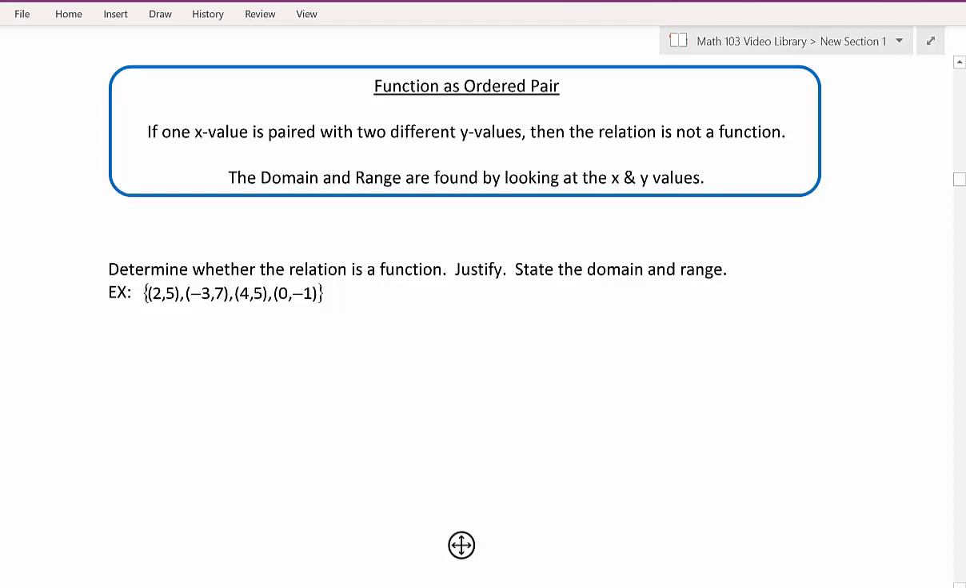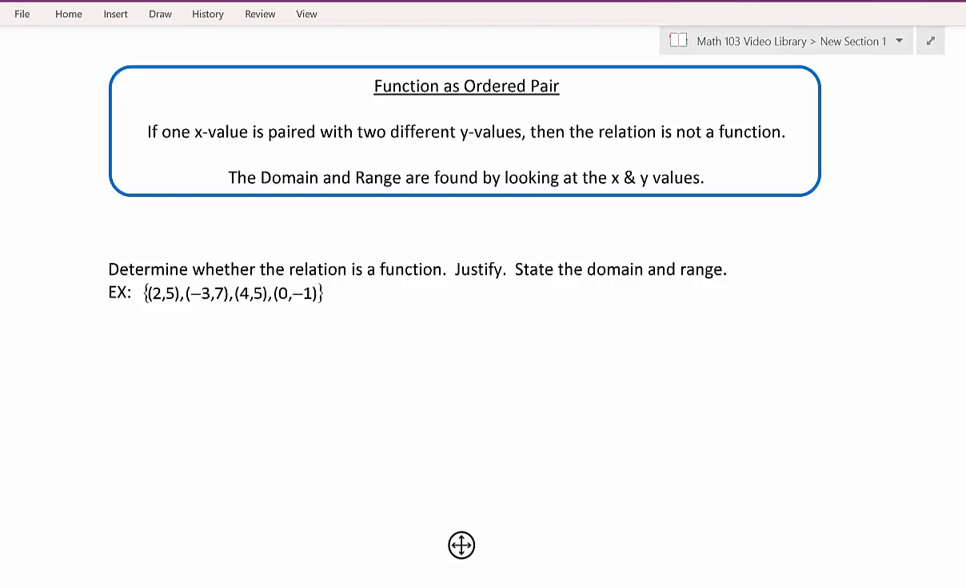In this video, we'll be looking at functions as ordered pairs. Given a list of ordered pairs, if one x value is paired with two different y values, then the relation is not a function. This is the same as saying one person has two birth dates, and we know this can't happen. So if one x value is paired with two different y values, then our relation is not a function. To identify the domain and range, we're going to simply look at the x and y values in the ordered pairs, just like we did when we were looking at regular relations.